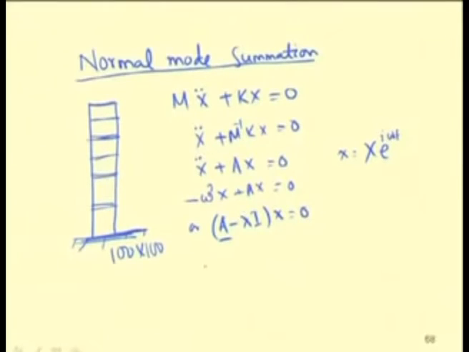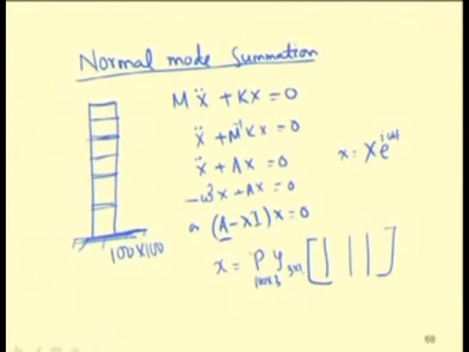In that case, one can write x equals P y, where P is the modal matrix that will contain only 3 columns. The first column corresponds to the first mode, the second column corresponds to the second mode, and the third column corresponds to the third mode of the system. So P is reduced to 100 by 3, and y will be 3 by 1.